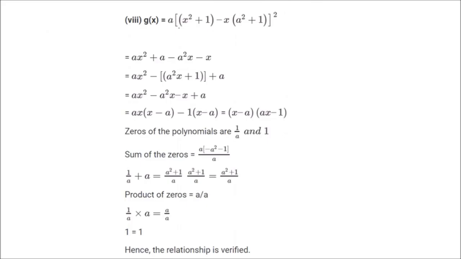This is a into x square plus 1, and then we have x into a square plus 1. This is not a square. This is simply a into x square plus 1 minus x into a square plus 1. So multiply a with x square, you get a x square. Multiply a with 1, you get a. Now multiply minus x with a square, you get minus a square x. Now multiply minus x with 1, you get minus x.